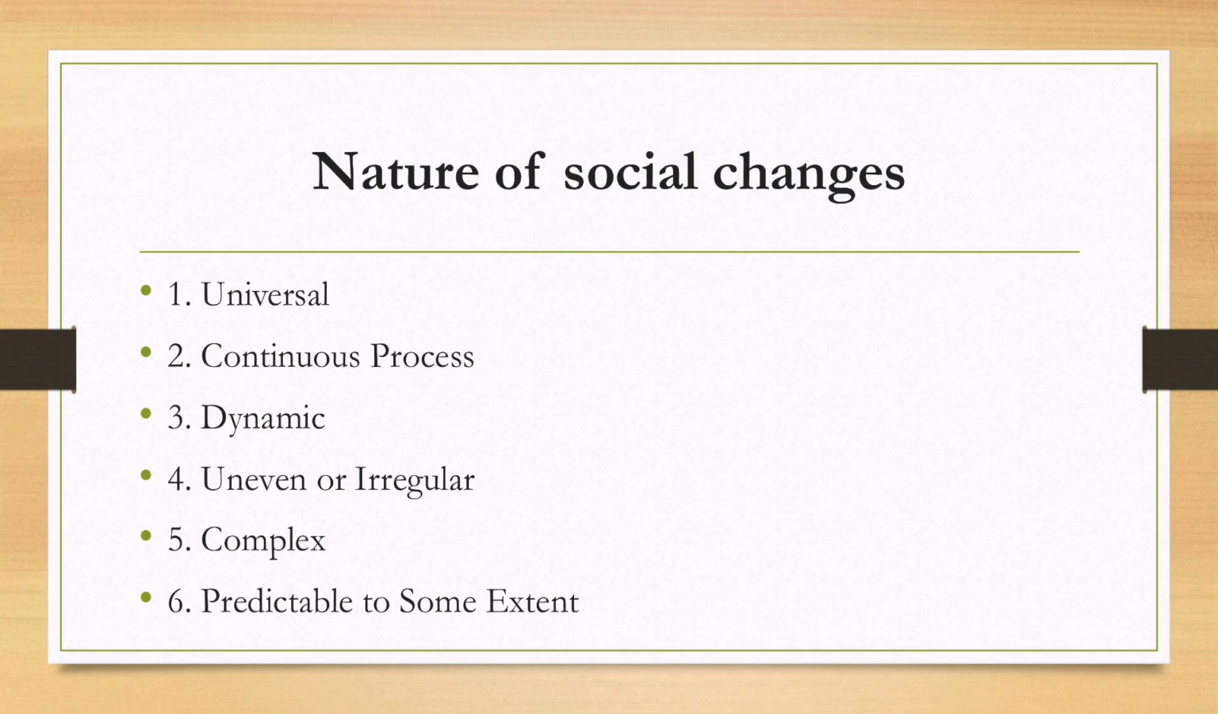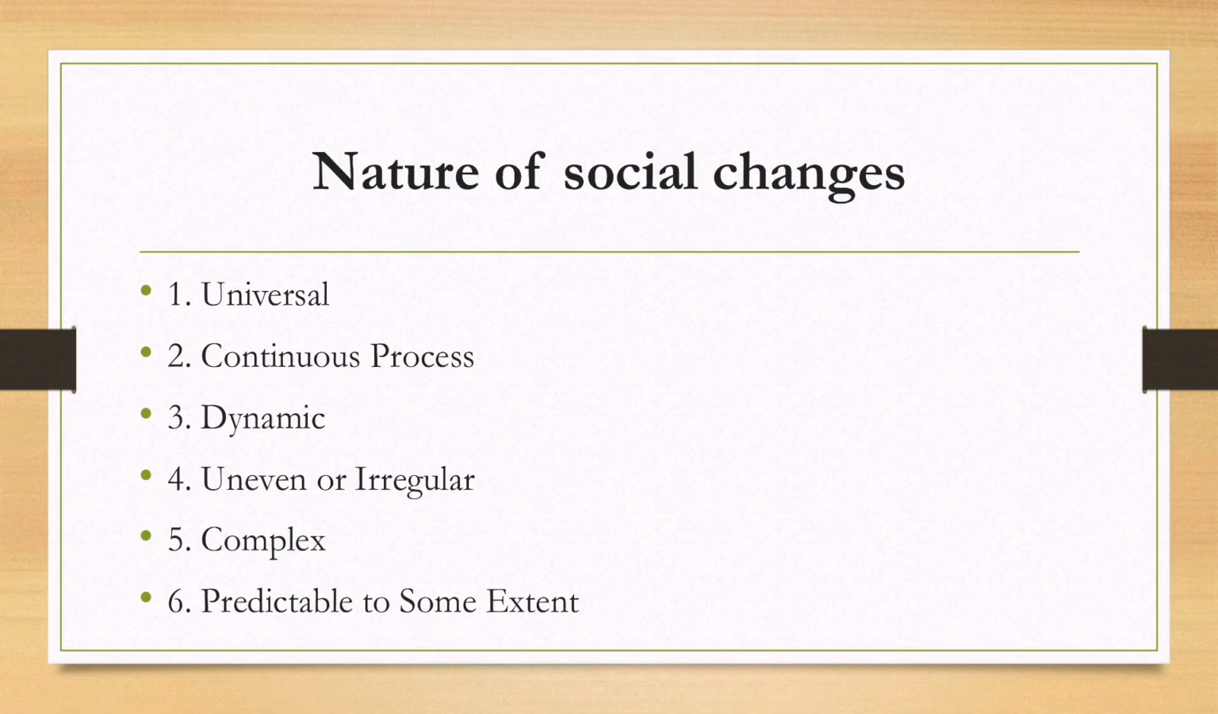Third one is dynamic. That means social change is active and constantly evolving according to the new needs and also the situations. Fourth, nature is uneven or irregular. That means changes do not happen at the same speed everywhere. Some communities will be changing faster than others. For example, urban areas will be adopting the technology faster than the rural areas.